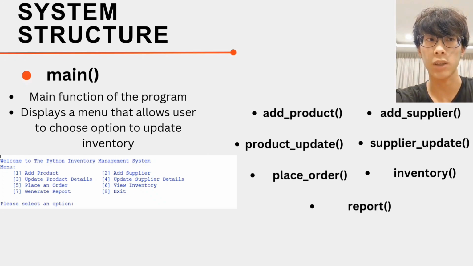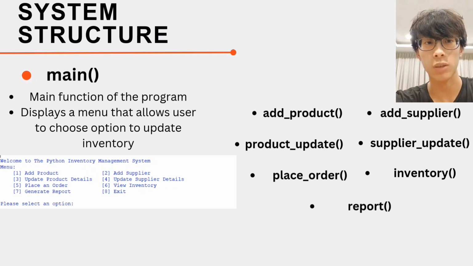Second is the add supplier function. This function allows the user to add a new supplier to the system. The system then assigns the supplier an ID, name, email address, and contact number. Third is the product update function, which allows the user to change details about products in the system. Fourth is the supplier update function. Similar to the product update, this allows users to change details about suppliers.